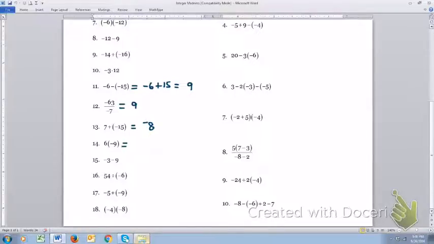Number 14 is -54, negative times positive. Number 15, let's change this to adding the opposite, and so we're going to get -12 out of that one. Number 16, we have a positive times a negative, so we do get a negative number. Divided by a negative. Number 17, we're adding two negatives, so we're going to add 5 and 9.